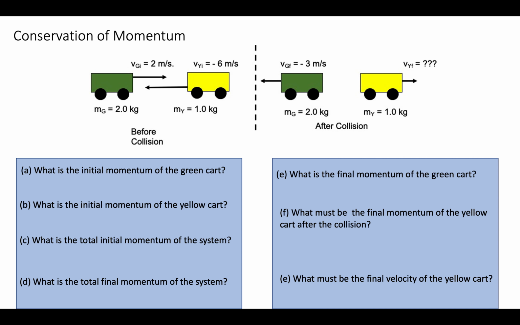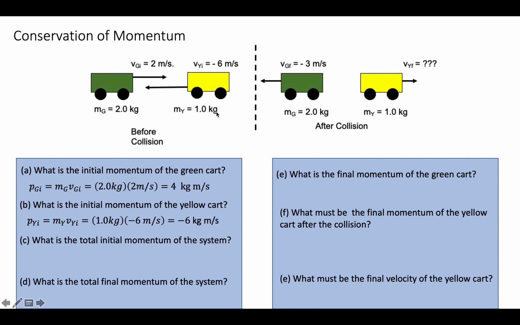So the best approach for this is to look at it in steps. And so we can start by determining the initial momentum of the green cart. And the momentum is the mass times the velocity. So we take the mass of the green cart, 2, times the velocity of the green cart, 2, and we get 4 kilograms meters per second. We can also determine the initial momentum of the yellow cart, and that's the mass of the yellow cart, which is 1, times the velocity of the yellow cart, which is -6, and we get -6 kilograms meters per second.